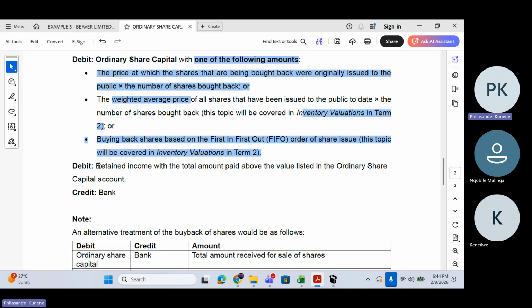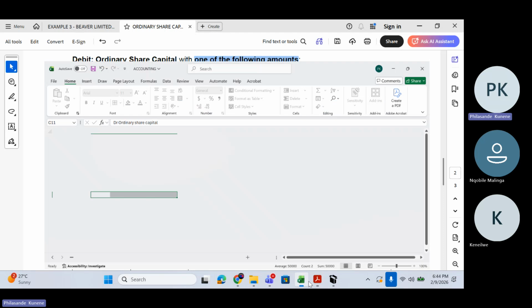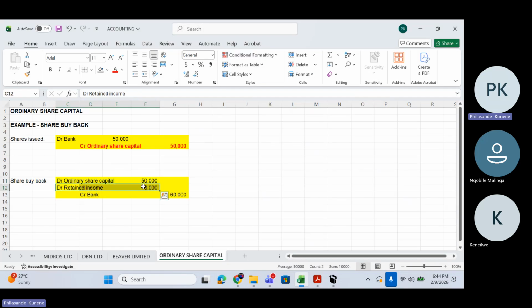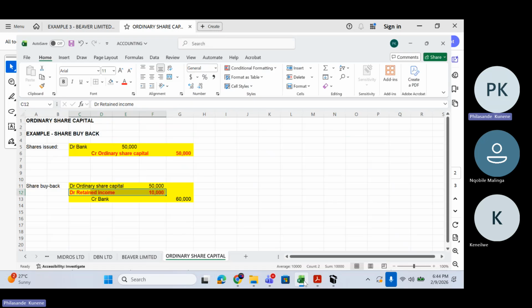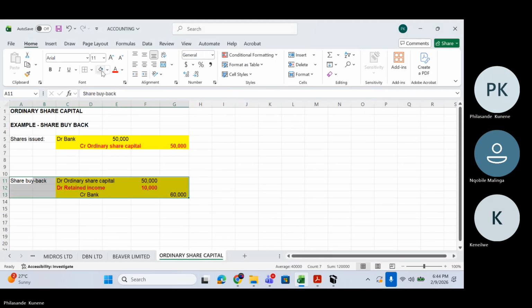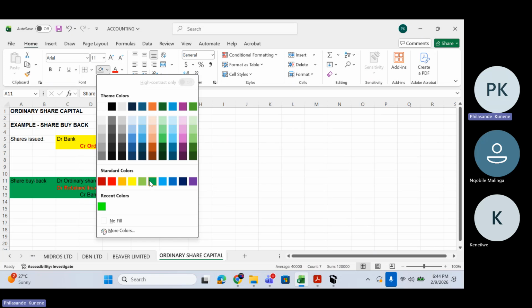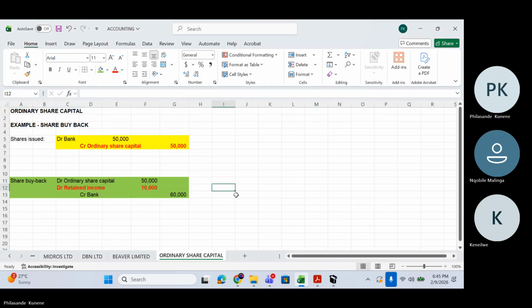And then what am I going to debit? Debit retained income with the total amount paid above the value listed on the ordinary share capital account. That's when I start debiting retained income with the difference, as you can see here. And then what am I going to credit? Then I credit the bank with the total. So we end up having 3 lines. We only have a 3-line journal entry if we bought the shares back at a higher price than what we issued them at. That is the only time you're going to have a 3-line journal entry.